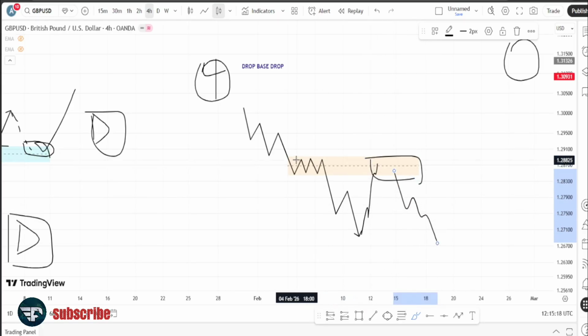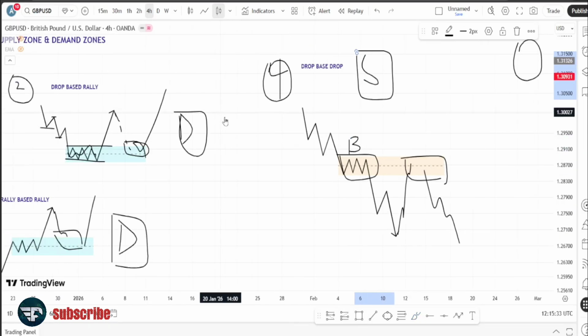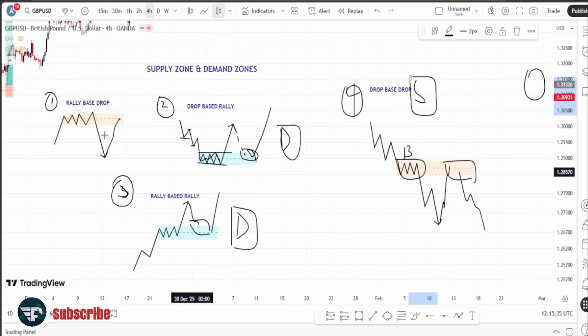So try and identify the base in that move, where the base is where you draw the zone. This is what you call drop, base, drop. This is also for a supply zone. So it is 4. We have rally, base, drop, which is for supply. We have drop, base, rally, which is for a demand. We have rally, base, rally, which is for a demand, and we have drop, base, drop, which is for supply.